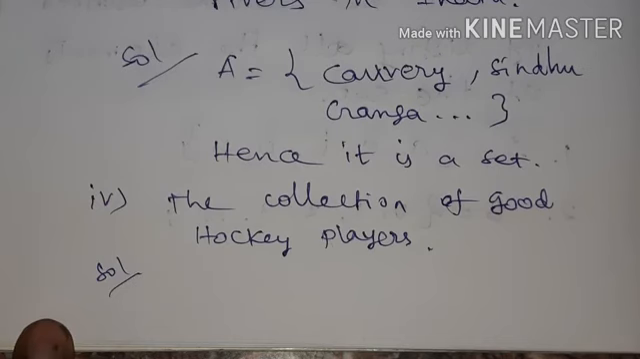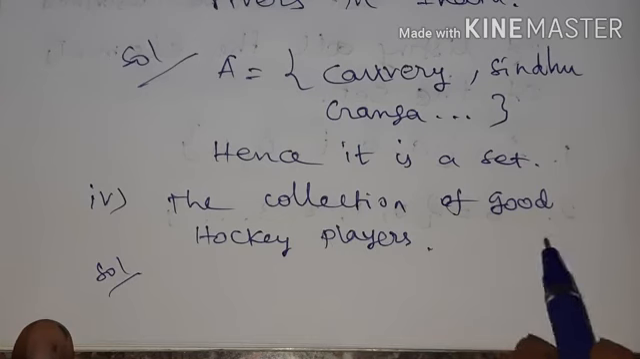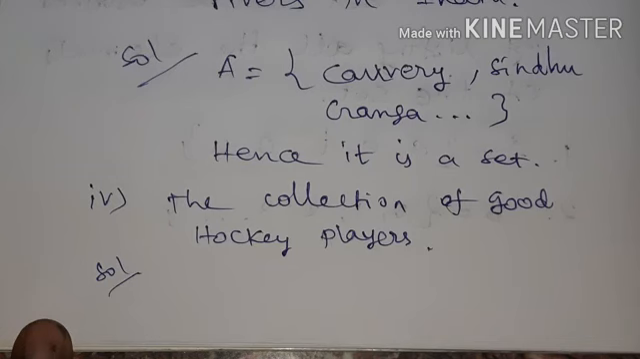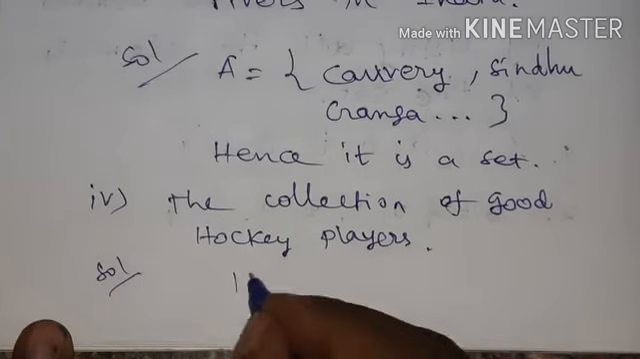Fourth one, the collection of good hockey players. The collection of good hockey players is not well defined because good is not well defined. So it is not a set. The criteria for determining a hockey player's talent may vary from person to person. Hence this collection is not a set.